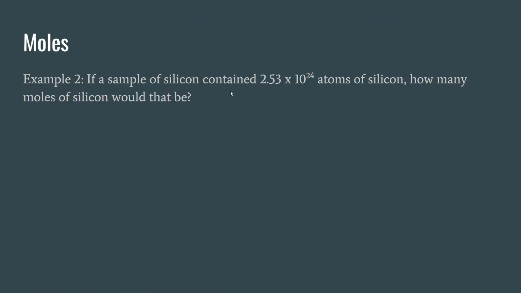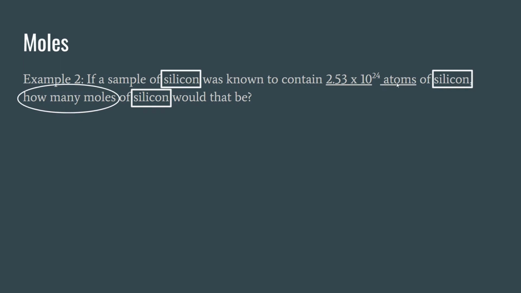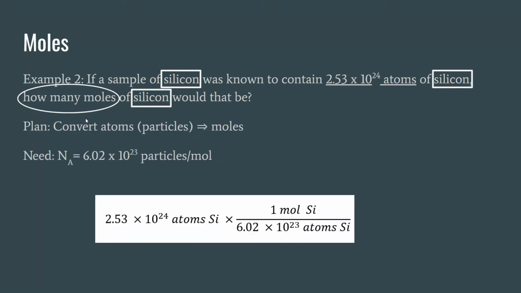If a sample of silicon contained 2.53 times 10 to the 24 atoms of silicon, how many moles of silicon would that be? So this one's the same idea, but in reverse. I'm going from atoms of silicon to moles of silicon. So my plan is to convert from atoms to moles. To do that, I'm still going to need Avogadro's number, and that's 6.02 times 10 to the 23rd particles per mole. And I'm going to set up my dimensional analysis.